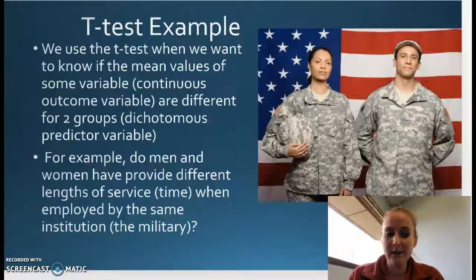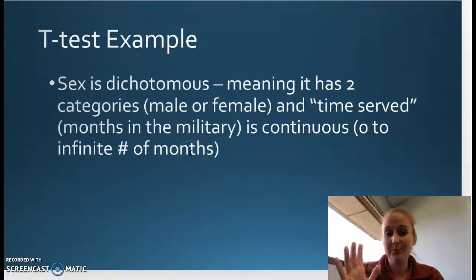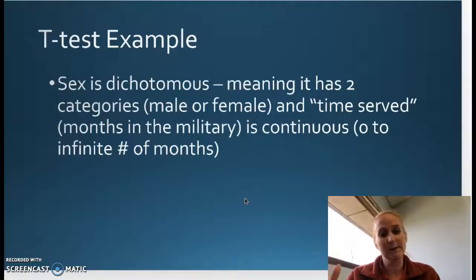Okay? Do our variables fit the t-test requirements? Yes. Sex is a dichotomous variable, meaning two categories, male, female. And time served is our dependent variable. We think the time served depends on your gender. Months in the military served, you can have any number of months. Okay, it's a quantity.